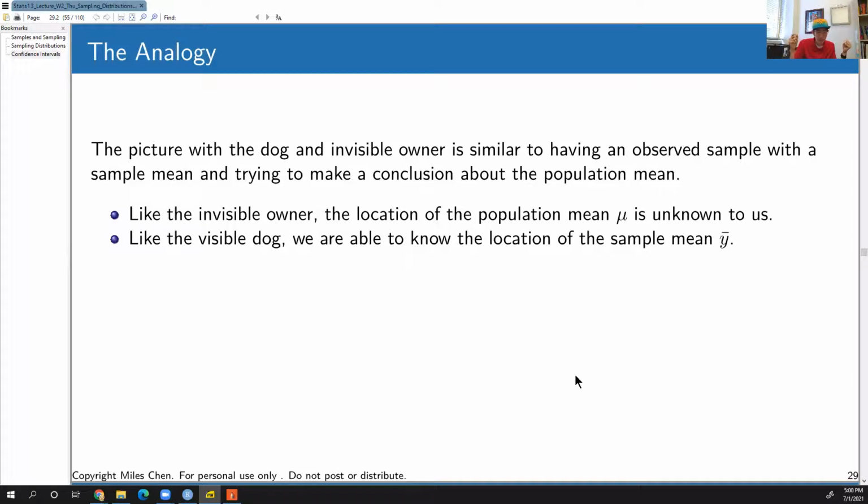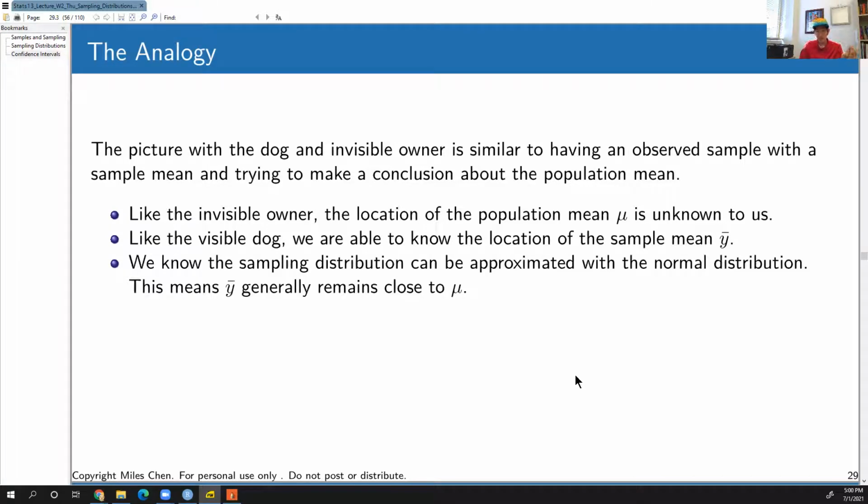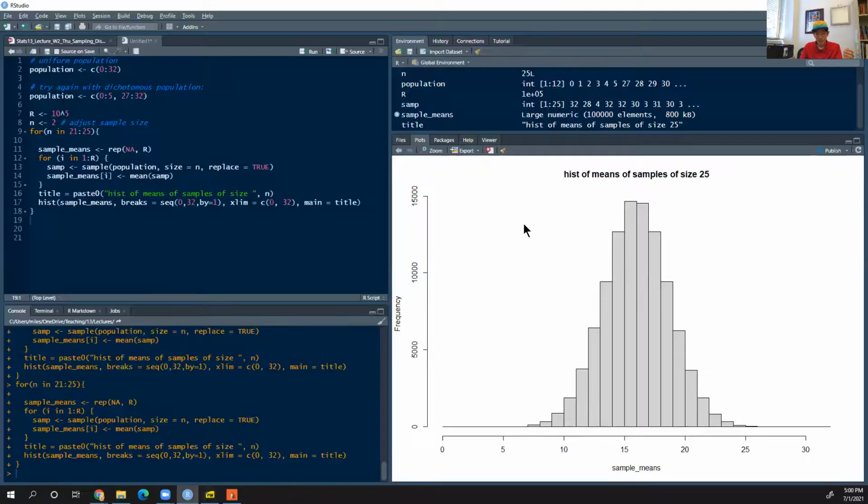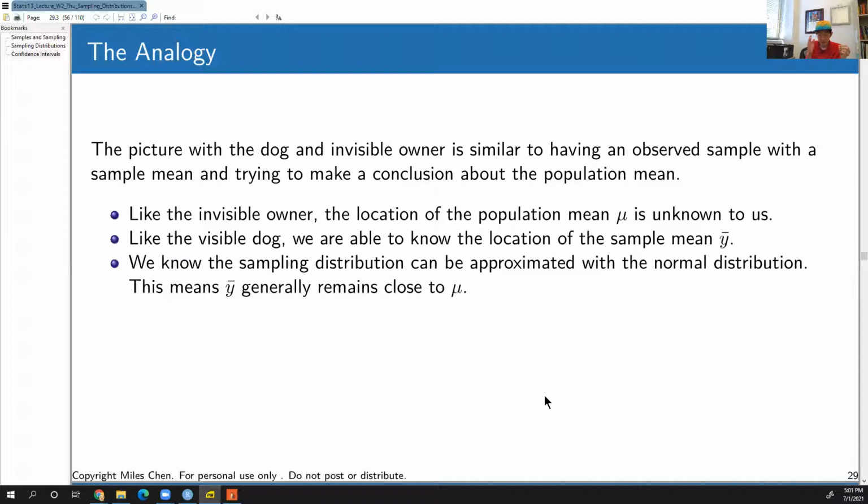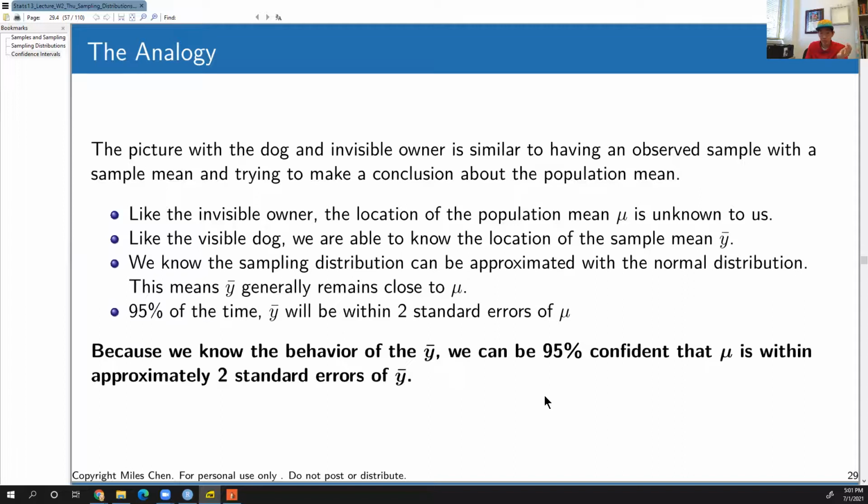On the other hand, the sample is observable by us. And so we know the mean of the sample. The sample mean is known. That value is known to us. Okay. And according to the central limit theorem, the sampling distribution of y bar, the location of y bar, generally remains close to the mean of the population. That was what all of these simulations that we did, all of these little graphs that we showed here, demonstrated: the mean of the sample is usually pretty close to the mean of the population, so much so that it follows the normal distribution.